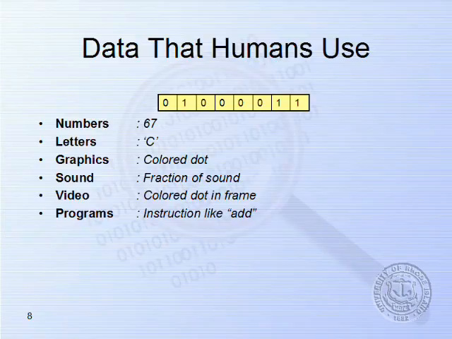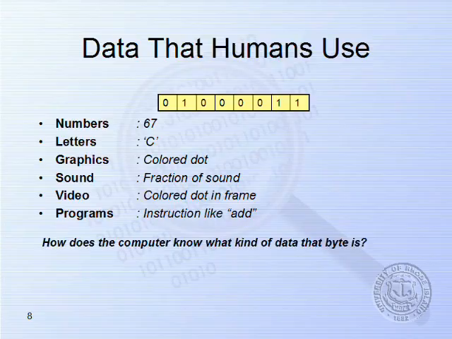So we've seen that that single byte that we started looking at could represent the number 67 if a number was being expected, and the 67 comes from the base 2 standard. It could represent a capital letter C, a colored dot in a graphic, a fraction of a sound, a colored dot or a pixel in a frame of a video, or an instruction like add. So how does the computer know what kind of data the byte is? If that byte could be any of those types of data, how does the computer know?